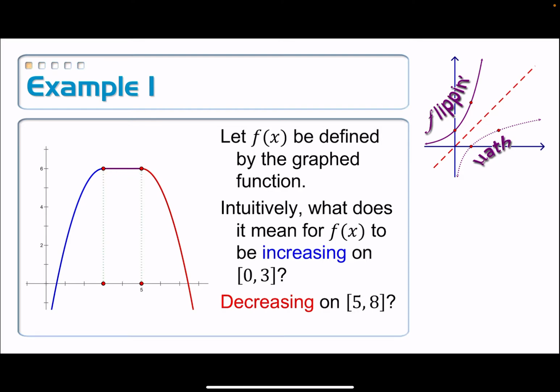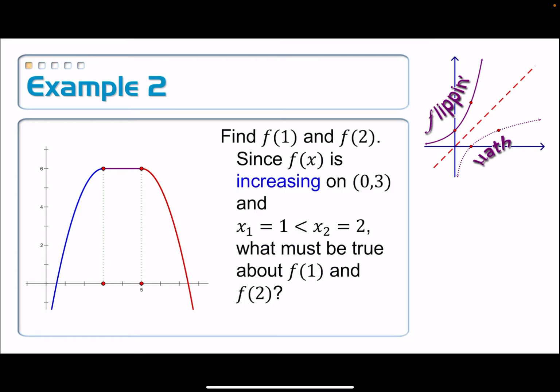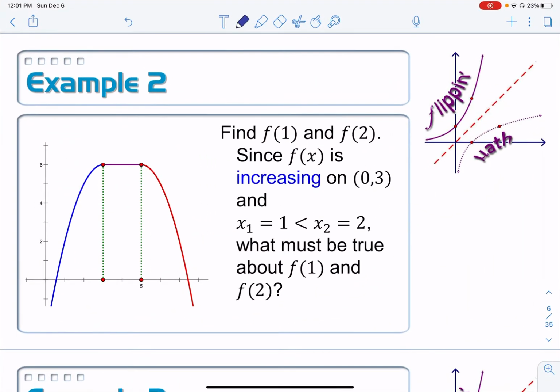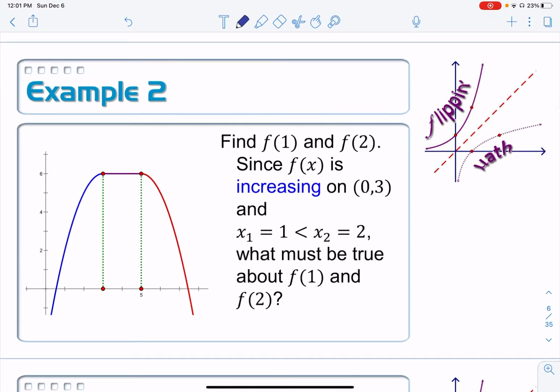And then finally, it's decreasing from 5 to 8. That means that it must be going downwards. Okay, those are intuitive definitions. Now let's talk about some sort of formal definition here. So it's asking us to find f of 1 and f of 2 on the graph. It's a little bit easier for me to just write on the graph right here.